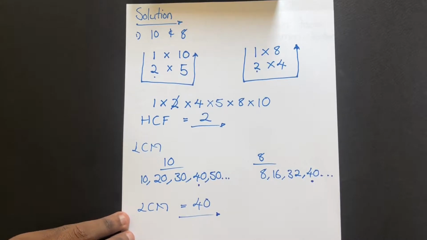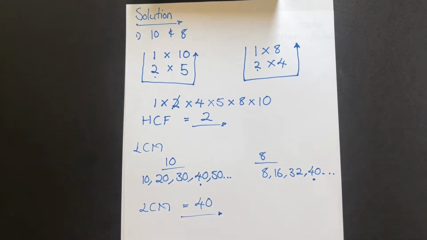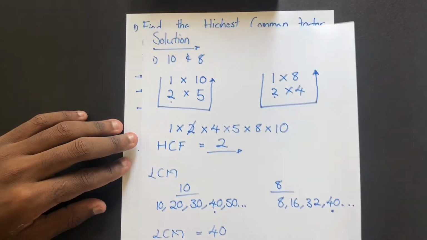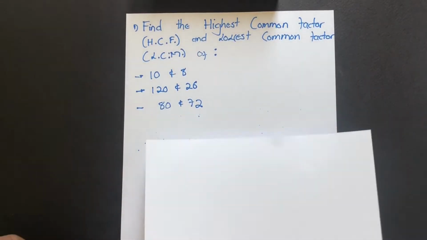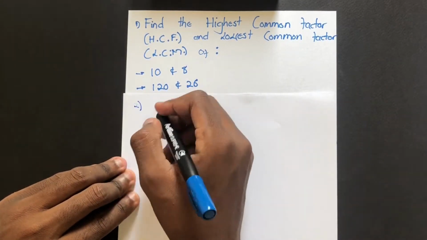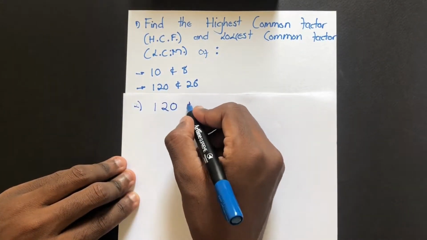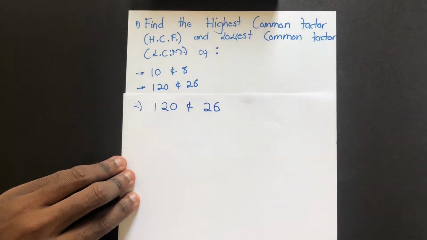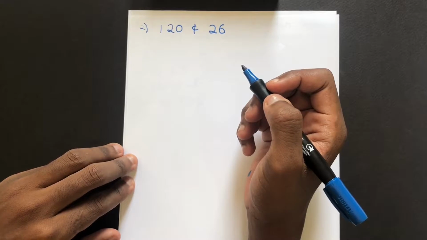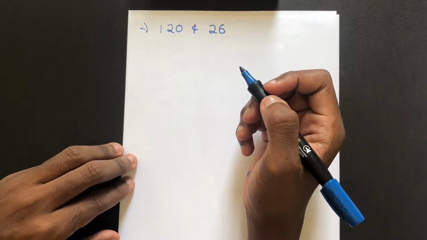Then for our next case, 120 and 26 is much more different in the sense that the numbers we are dealing with are huge. So as a result, we can't use the other method because it ends up being a lot of work to find all those factors and the multiples and stuff. So here we use a different method.